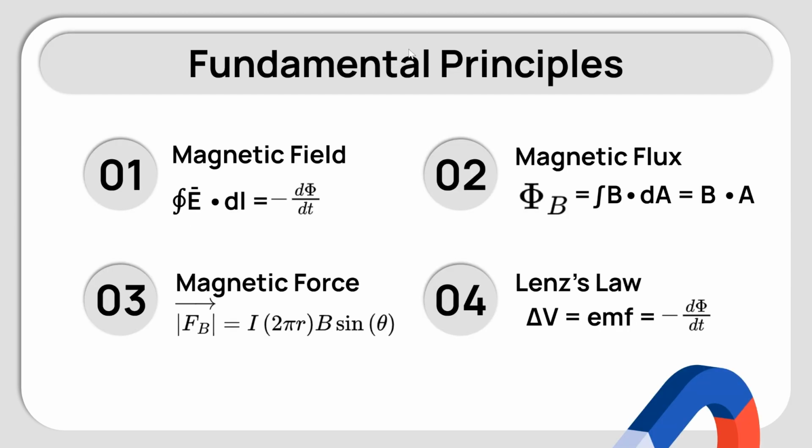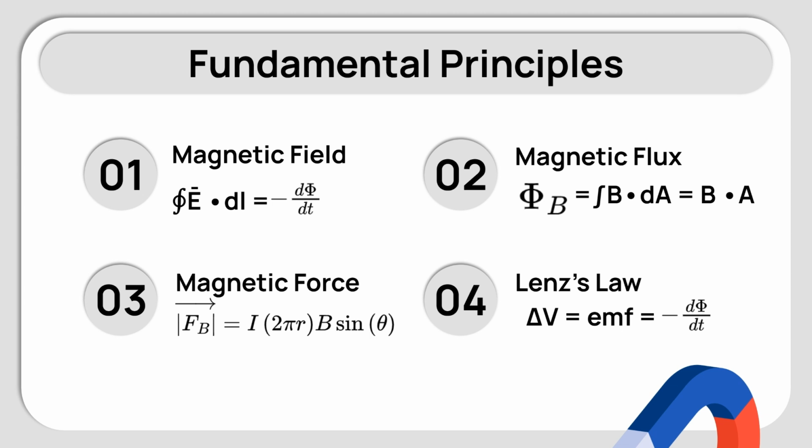Some fundamental principles employed in this lab: first, Faraday's law, which says that the integral of E dot dl is equal to negative d phi dt. Then the formula for magnetic flux, which says that phi B equals the integral of B dot dA, or just B times A.